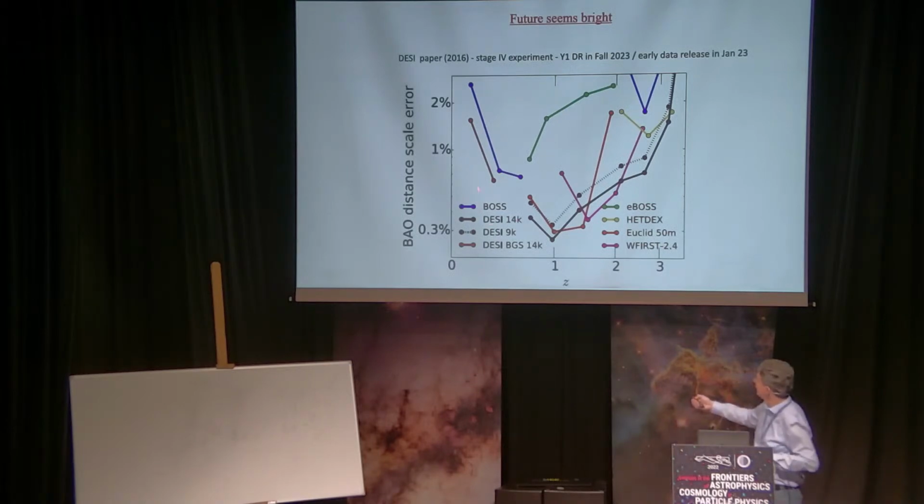Again, the future seems bright. Before I said 1%, but in reality, some experiments are hoping to find the distance scale error below 1%, especially at high redshift. So this will really allow you to explore the high redshift regime.